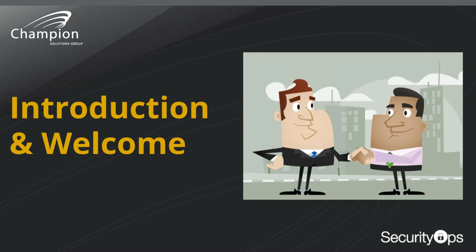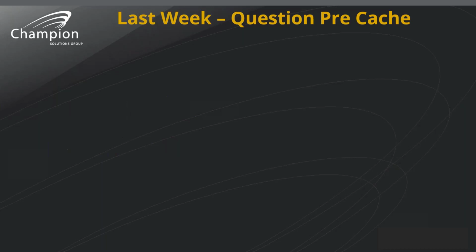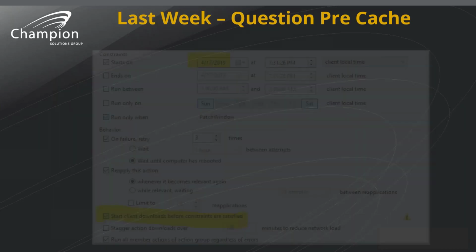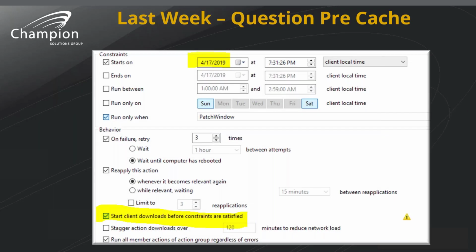So we wanted to start off this week with a question we had from the previous week in regards to pre-caching, and we wanted to answer it more in depth here. What Dan showed everyone last week is that we set this to the future, which is highlighted up there at the top. And then down at the bottom, it states, start client downloads before constraints are satisfied.